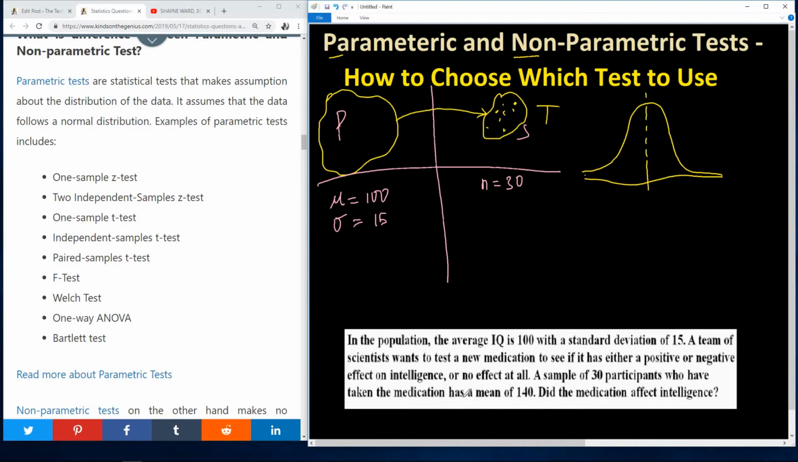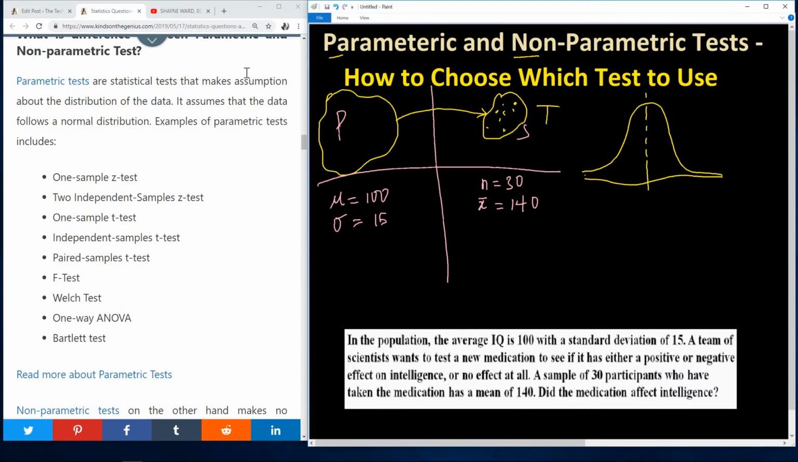Okay, and then we have the mean of the sample. A sample of 30 participants has been taken and has a mean of 140. So in this case, the sample mean is represented in this way, equal to 140. The test we are trying to do is to check if the medication affected intelligence, whether it affected intelligence or not is the important thing. The important thing is we want to choose a test to do. In the next lesson, we try to lay out the steps to solve this problem.